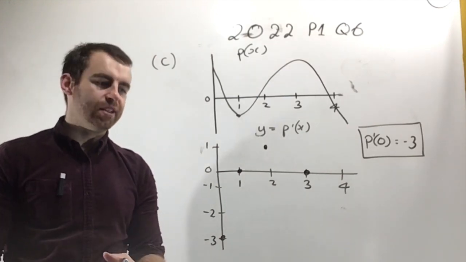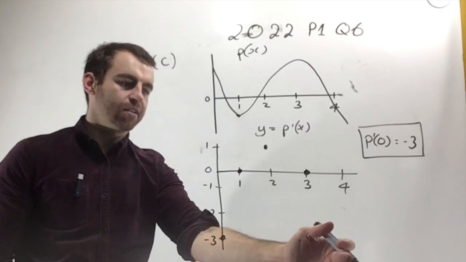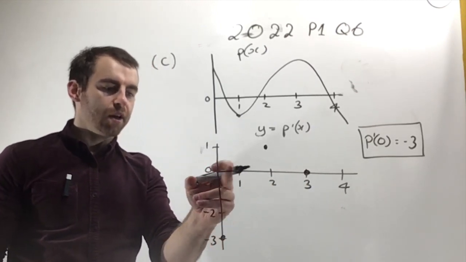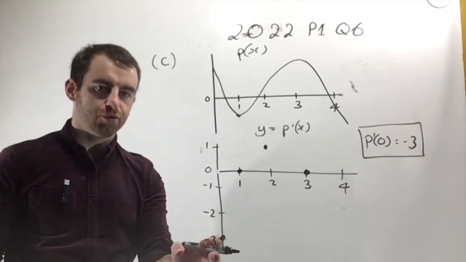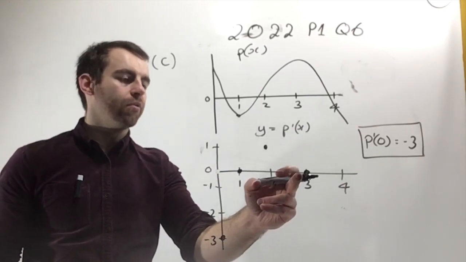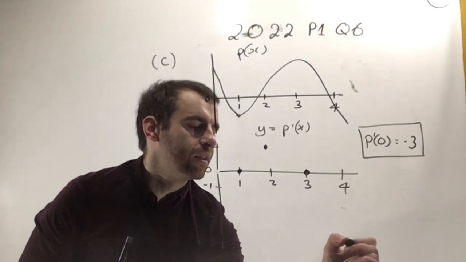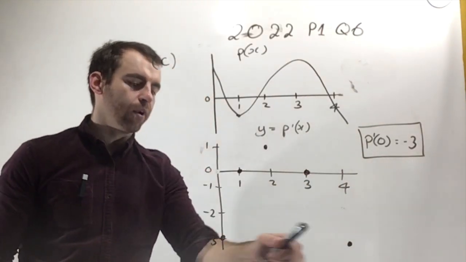And the last point we need to find is to the right of 3. I can see that to the left of x equals 1, I go over 1 and down 3. So obviously it's going to be the same thing over here. I'm going to go over 1 and down 3. So I can tell that the fifth point on this curve is the point 4, minus 3.